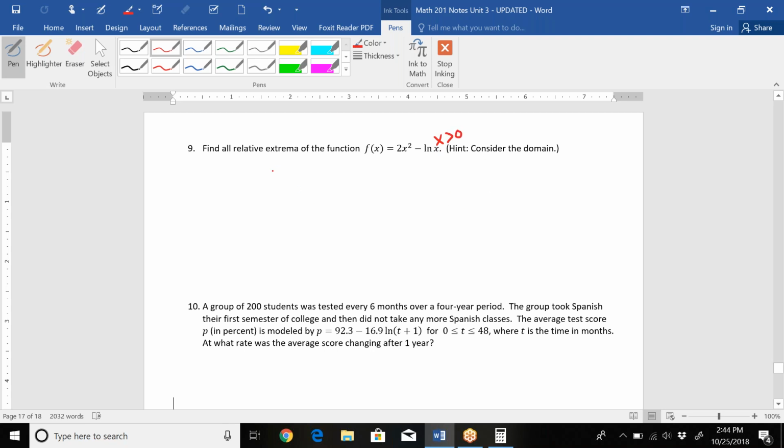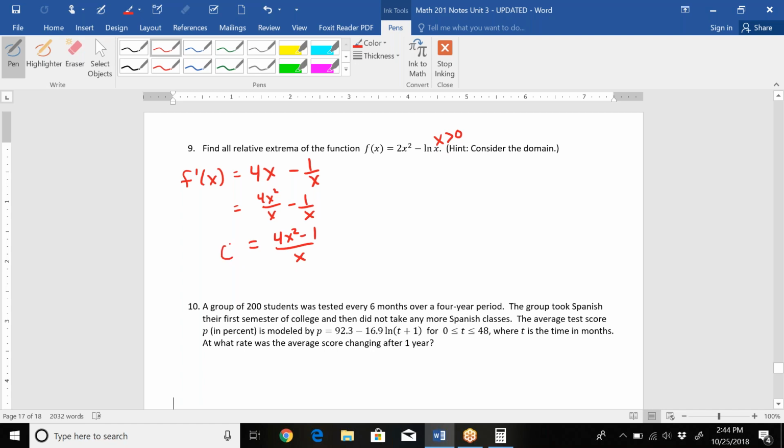So if we get critical values that are below 0, we can't use them when we talk about max and min because they don't exist in the function. So the derivative of this guy would be 4x minus 1 over x for the derivative of natural log. Get a common denominator here, that'd be 4x squared over x minus 1 over x. So 4x squared minus 1 over x.